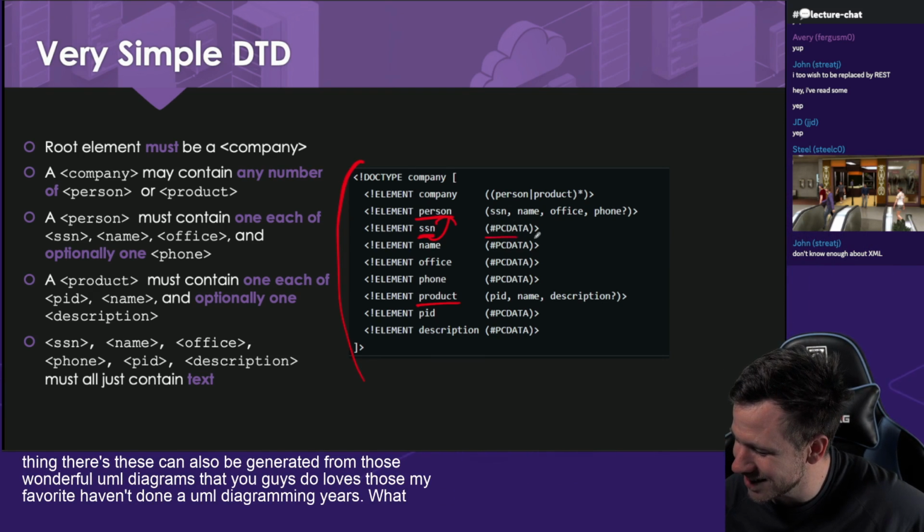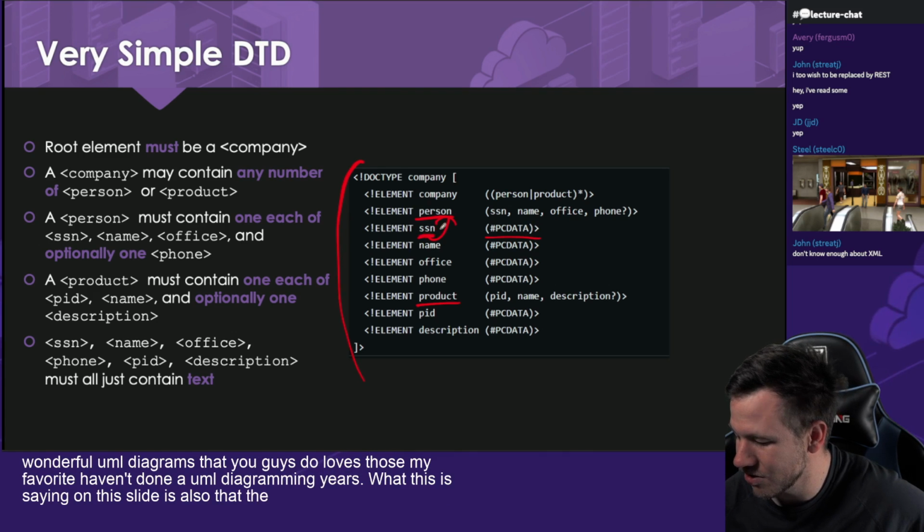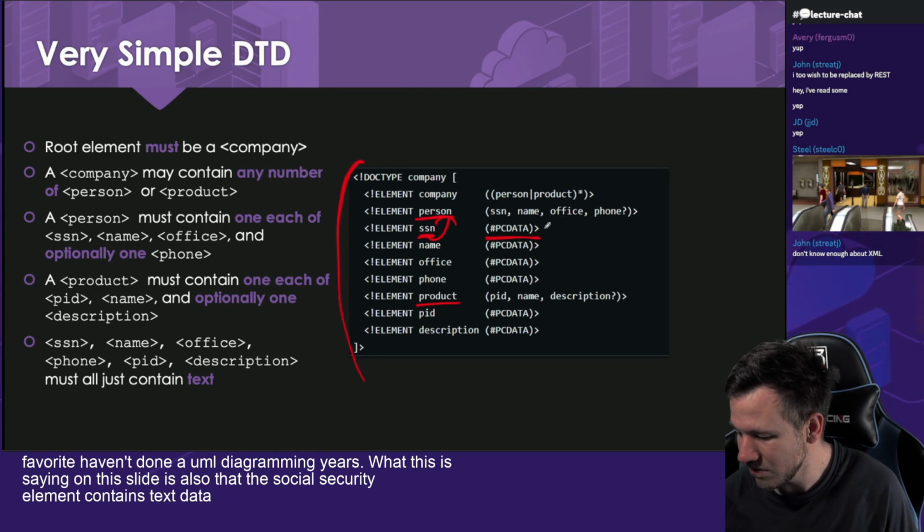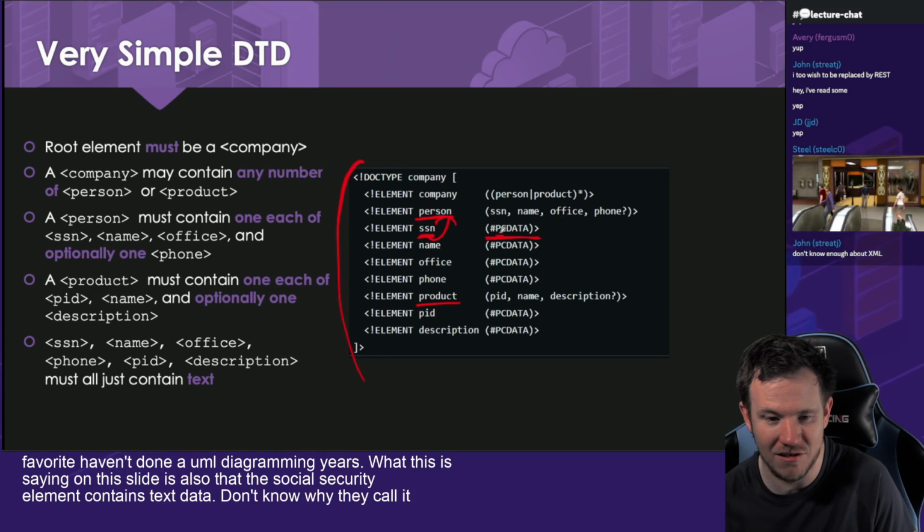What this is saying on this slide is also that the social security element contains text data. Don't know why they call it PC data. There's probably an acronym there.